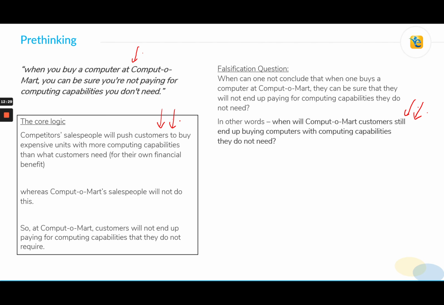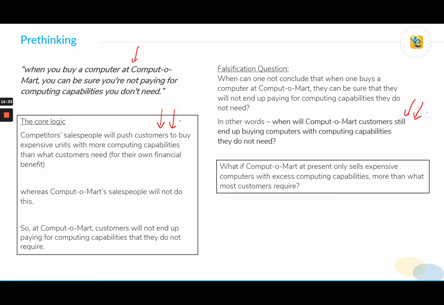So here are two situations that we could think of. Firstly, there is an underlying assumption being made that Comput-o-mart as a company not just sells these super expensive computers which have excessive computing capabilities, they also sell the regular type of computers. Now let's understand this with an example.